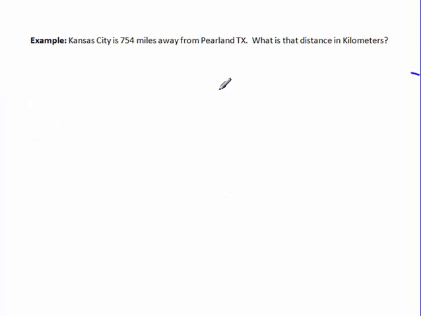Okay, so here, Kansas City is 754 miles away from Pearland, Texas. What is the distance in kilometers? Well, it tells me the distance in miles. I'm not looking for a distance. I already know how far away it is. What I am doing here is converting from miles to kilometers. So the only way I can convert is to cancel my units.